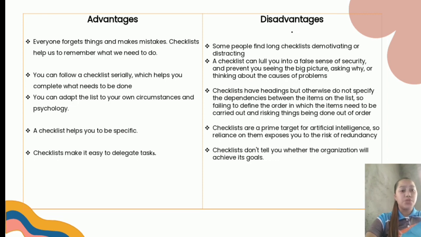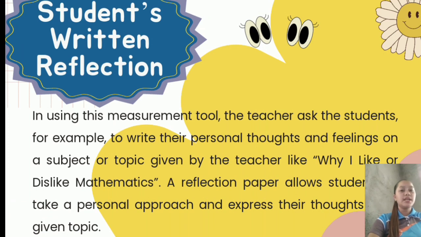So let us proceed to the next one. So the next is the student's written reflection. So, in using this measurement tool, the teacher asks the students, for example, to write their personal thoughts and feelings on a subject or topic given by the teacher. Like, for example, why I like or dislike mathematics. A reflection paper allows students to take a personal approach and express their thoughts for the given topic.